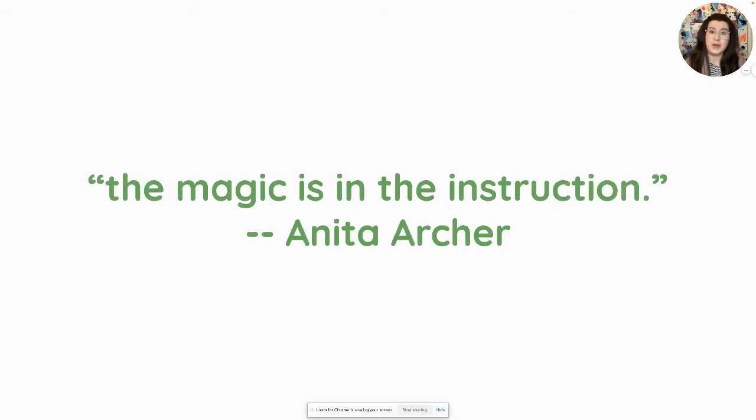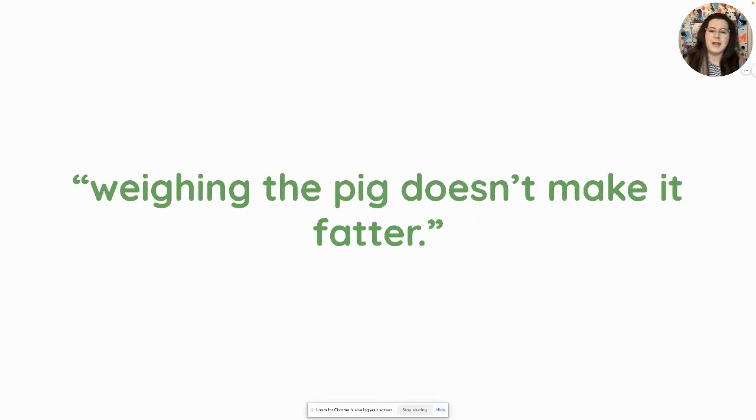And while assessment does play a really key role in improving student outcomes, the heavy hitter here really is the instruction. Anita Archer puts it so beautifully: the magic is in the instruction. And this old saying puts it a little bit less beautifully, that idea that weighing the pig doesn't make it any fatter. But it's critical to recognize that it really is the instruction that will move the needle for students, but it's the assessment that allows us to provide instruction that is best suited to that child's needs and to improving our systems as a whole to prevent reading problems for as many students as possible.